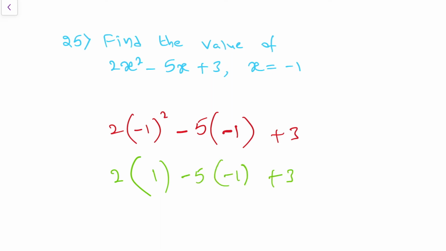Now here there are no squares or cubes left, so direct multiplication. 2 ones are 2, minus into minus plus, 5 ones are 5, plus 3. If we add these, 2 plus 5 is 7, 7 plus 3 is 10. So 10 is the value of the given polynomial at x equals minus 1.